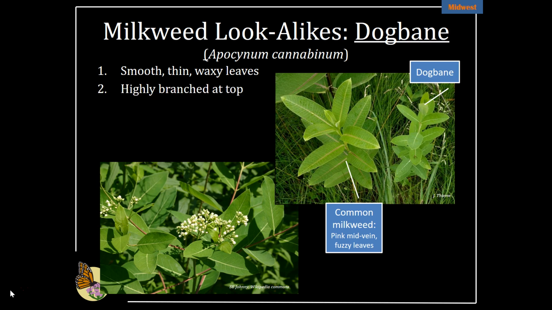As they grow, the dogbane becomes highly branched with a red stem. Their flowers are clustered, but not in the distinctive umbel shape of a milkweed flower. Leaves are 3 inches long at the most. And there's also a milky sap and a white midvein. They often grow in large clusters and often are near or mixed with milkweed. Make sure to get familiar with how these plants feel to the touch. This is an important way to tell the difference between the two.